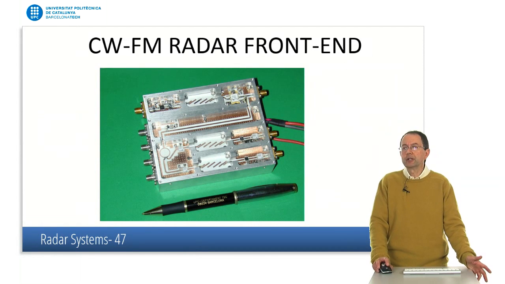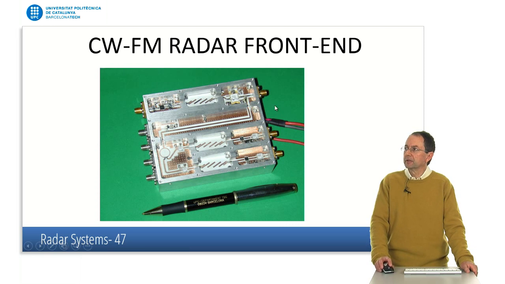This is the front end of a continuous wave FM radar. You can see here the transmitter section, and the local oscillator is applied here into the receiving chain, where we have the 2 mixers for the IQ detector. So this is a small radar front end that can be integrated in small platforms.